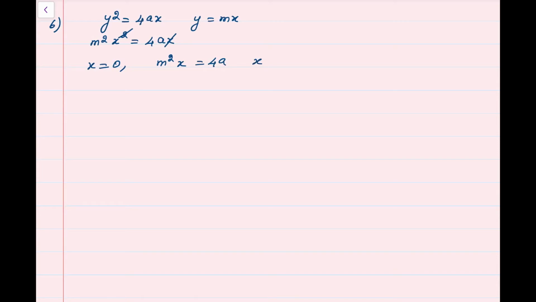Question 6. Find the area enclosed between the parabola y square equal to 4ax and the line y equal to mx. We will solve these two equations. m square x square is 4ax. We will cancel x, but don't forget to equate it to 0, which gives you one solution. And the remaining equation m square x is 4a. Therefore, x is 4a divided by m square.